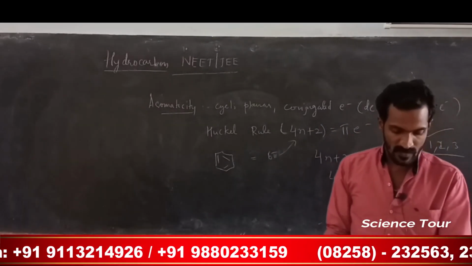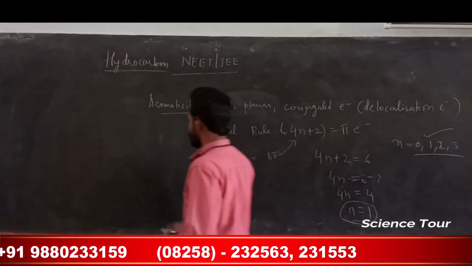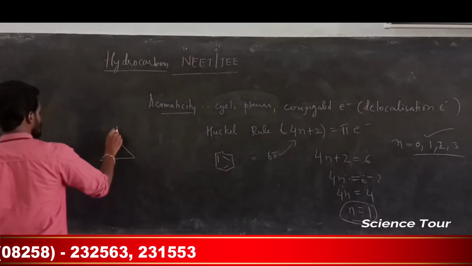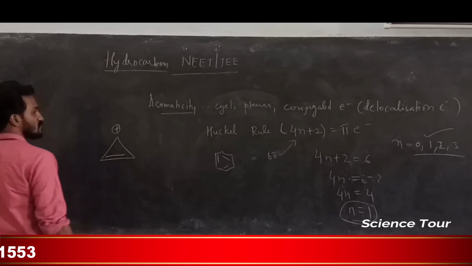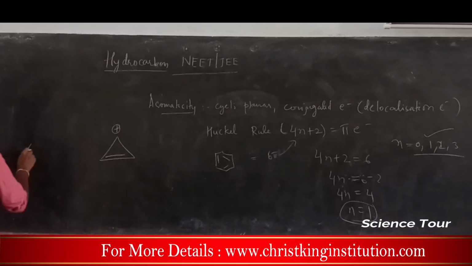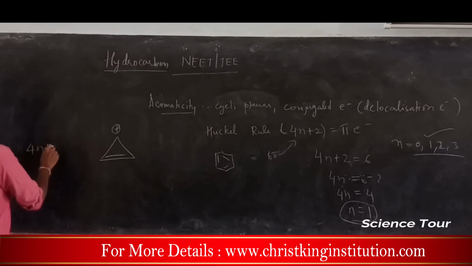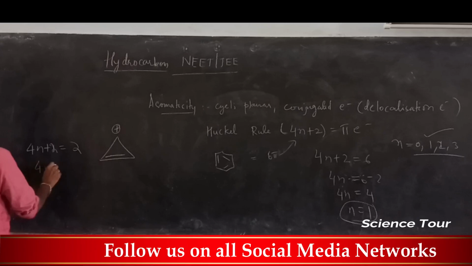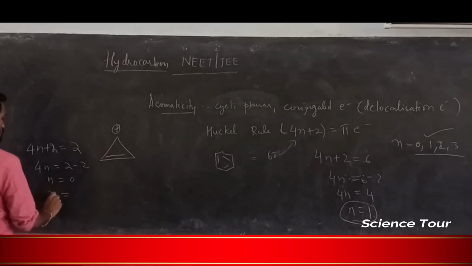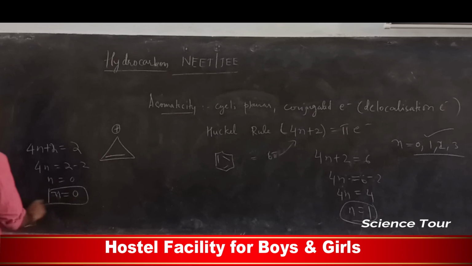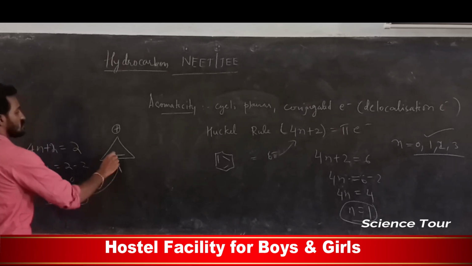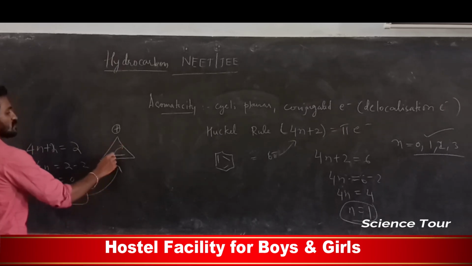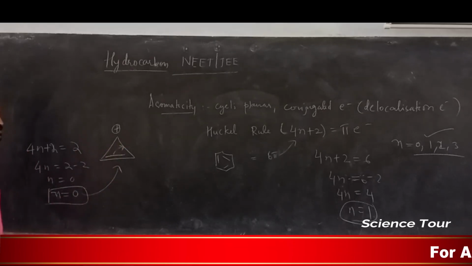For example, I will give you one, cyclopropenium ion. We will check this one. In this one, 2 pi electrons are there, 4n plus 2 equals 2. So here 4n equals 2 minus 2, 0, n equals 0. So n is equal to 0, but here also delocalization of electrons is possible.